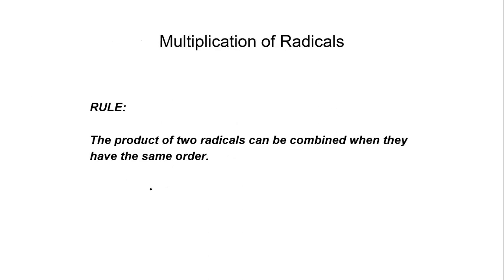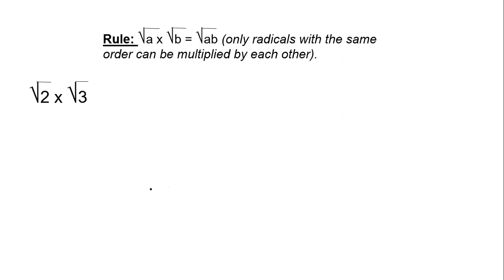Moving on to the multiplication of radicals. Remember that the product of two radicals can be combined when they have the same order. For example, here we have square root of 2 times square root of 3. In this case, you can multiply the numbers inside the radical as they have the same index to get square root of 6.